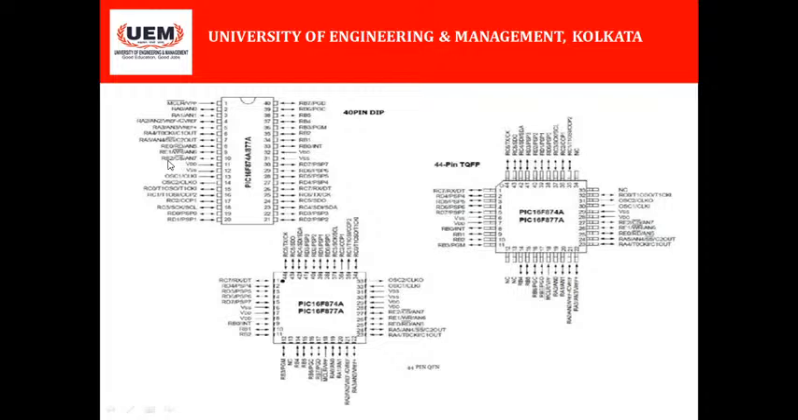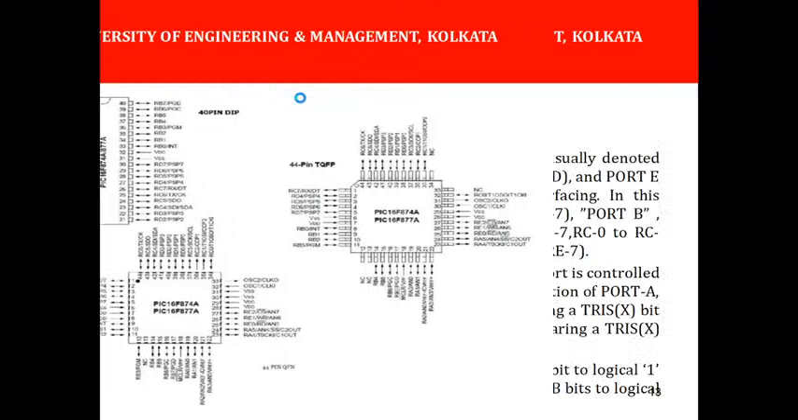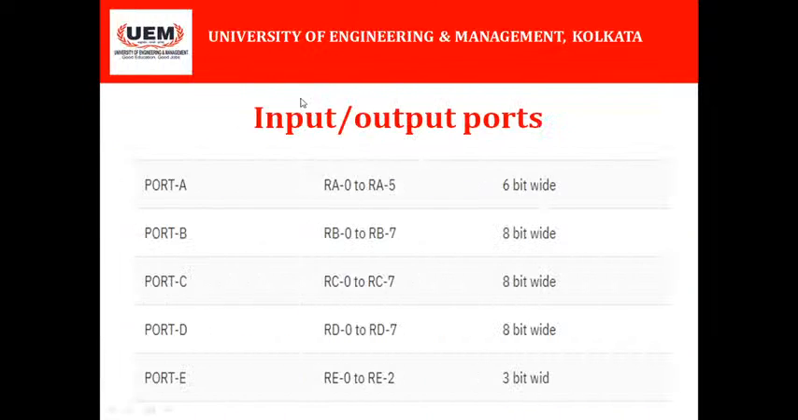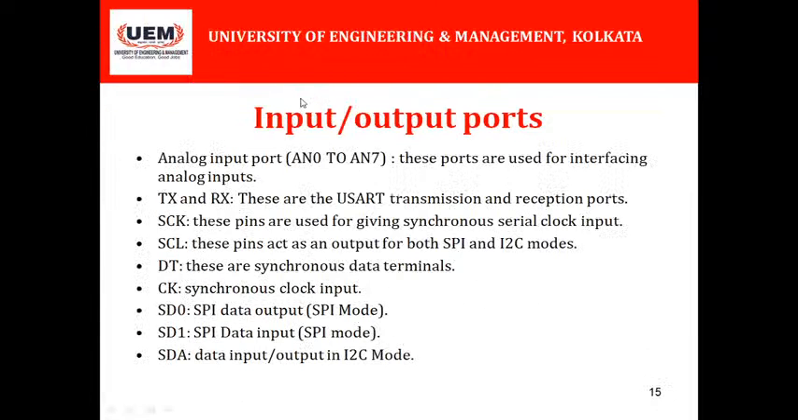6 pins are there for A: RA0, RA1, RA2, RA3, RA4, RA5. Whereas port C has 8 pins in total. Look at that, RC7 to RC0. And RD0 to RD7. Similarly, RB0 to RB7. So port B, port C, and port D are 8 bits wide, port E is 3 bits wide, and port A is 6 bits wide.